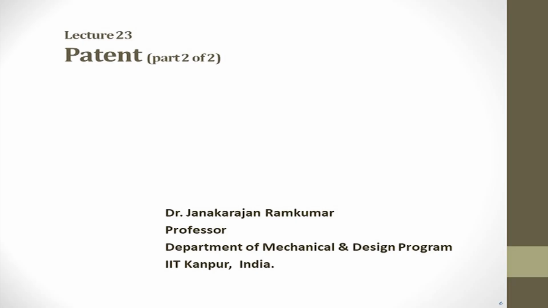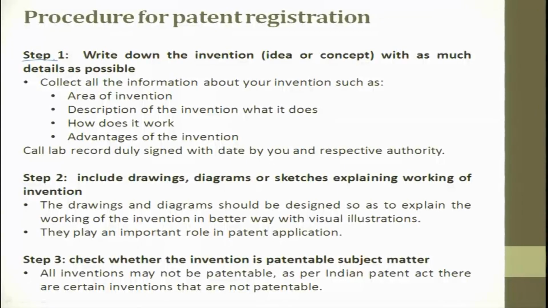So, what is the procedure to be followed? Step 1 is you write down the invention, idea or concept. By the way, you can also get an idea patent. Some countries give an idea patent, and some countries call it a provisional patent. A provisional patent is for when I have an idea, I do not have finance, but I am trying to work on it. Give me some time, by the end of the year or end of 2 years I will be able to convert my idea into a prototype.